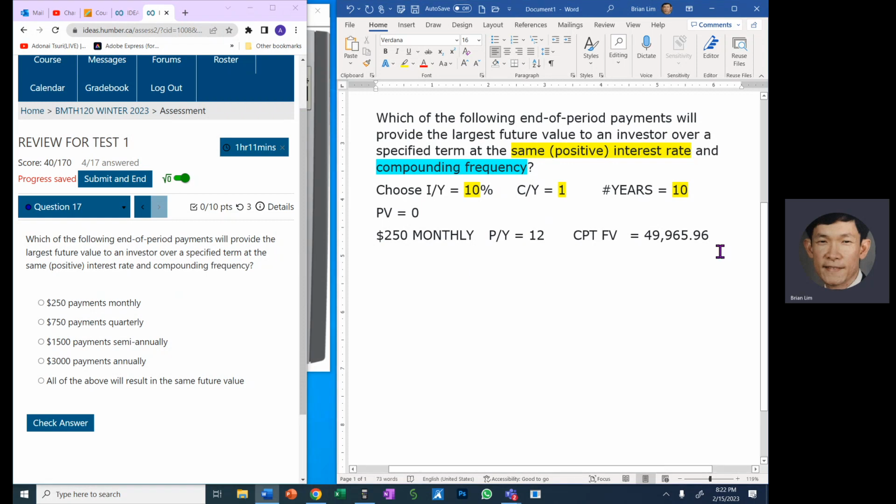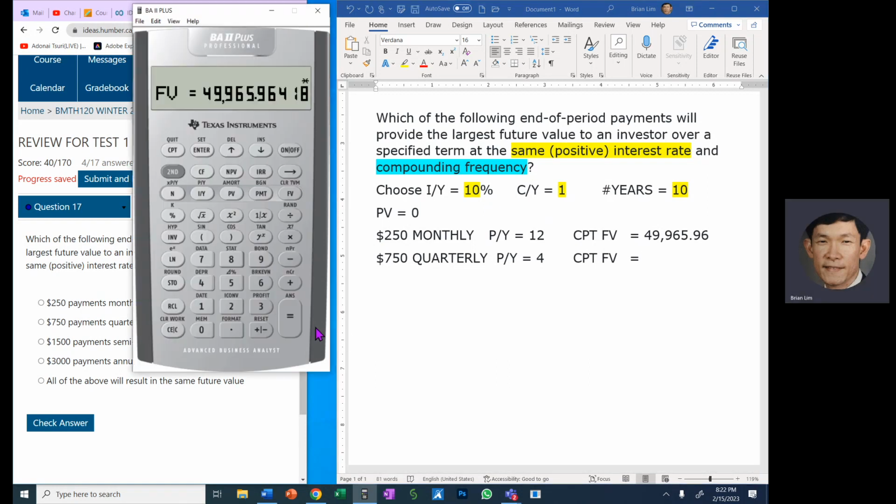Okay, now let's go to the next one. $750, and it is paid quarterly. So that means P/Y is equal to 4, right? And similarly, we compute the future value, and that would be equal to some number. So let's pull the calculator up again. Now, P/Y is now 4, so second I/Y, we put 4 for P/Y, and C/Y always remains at 1.